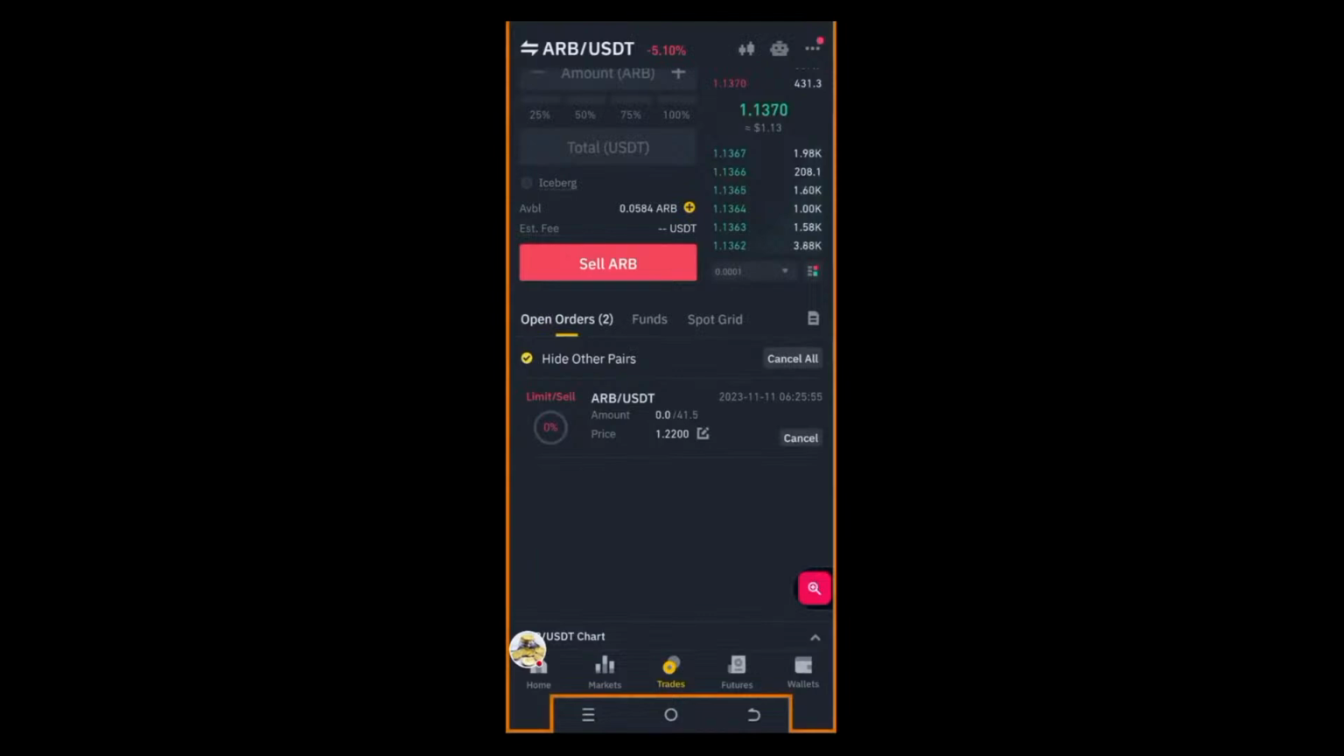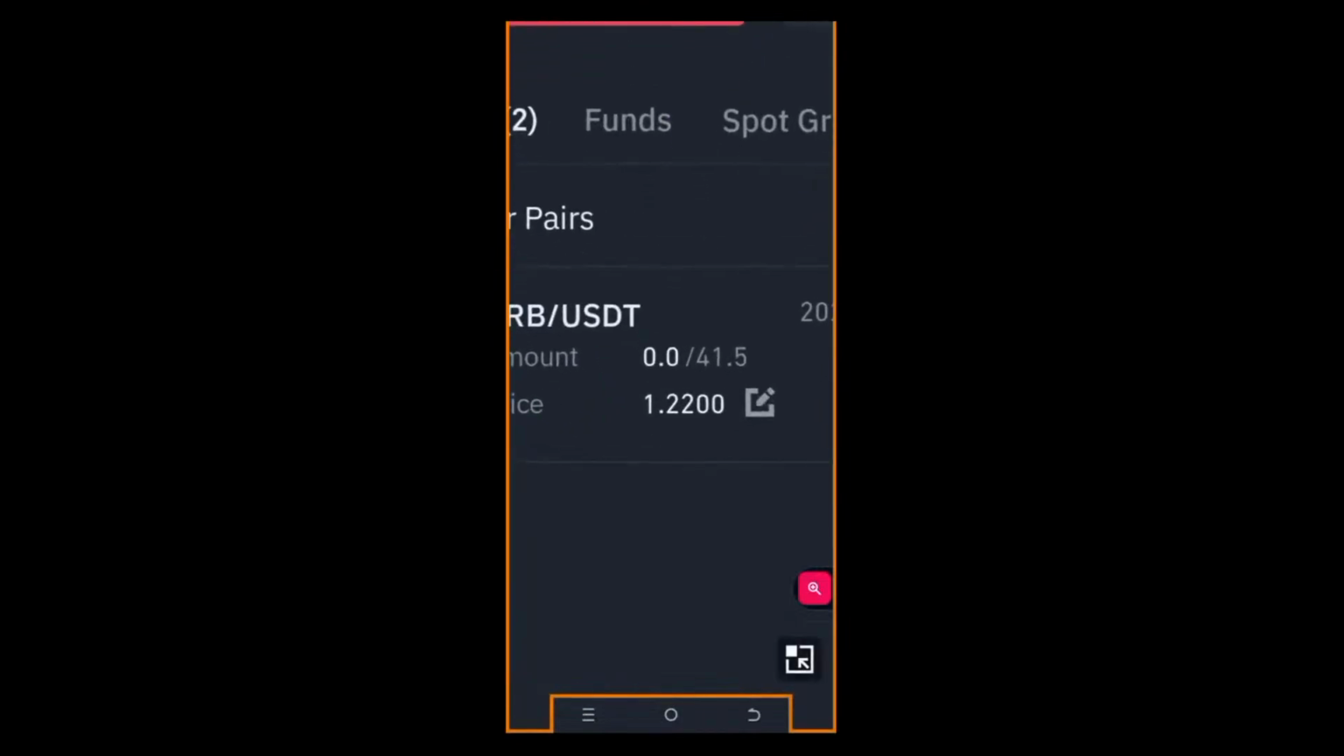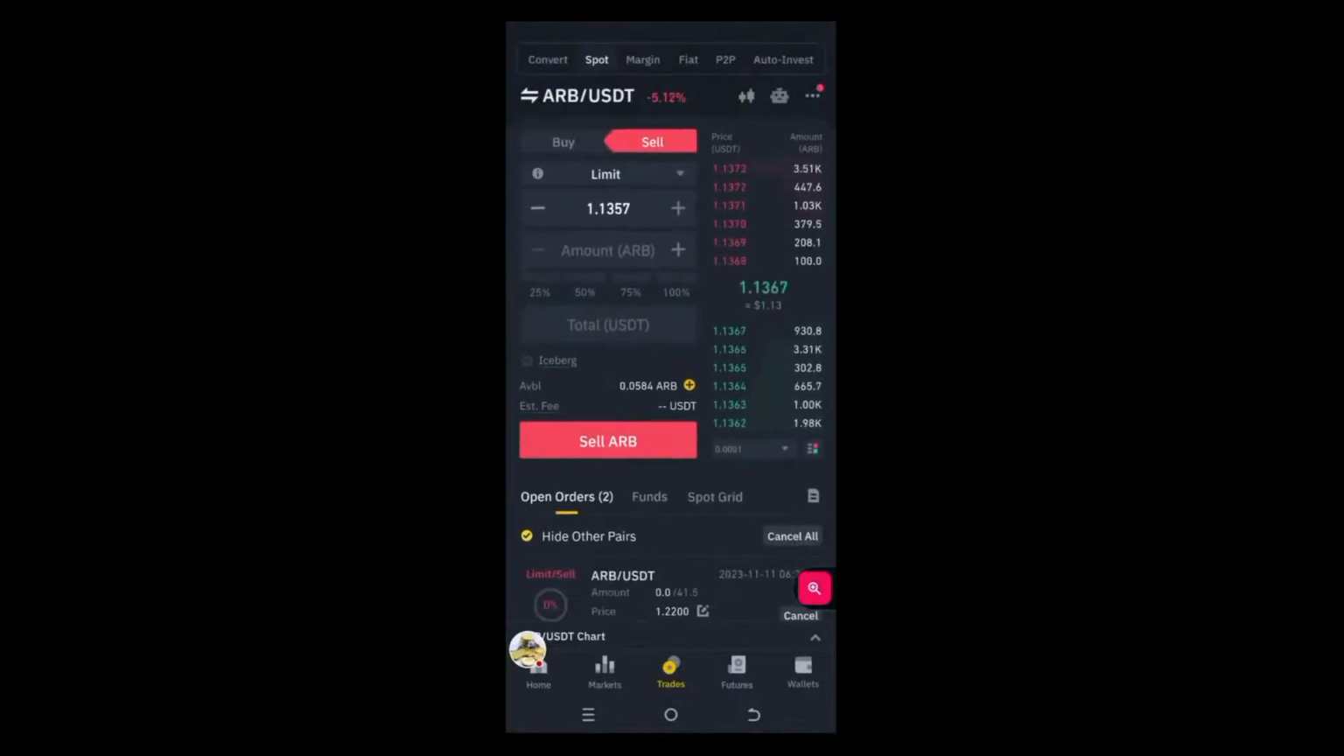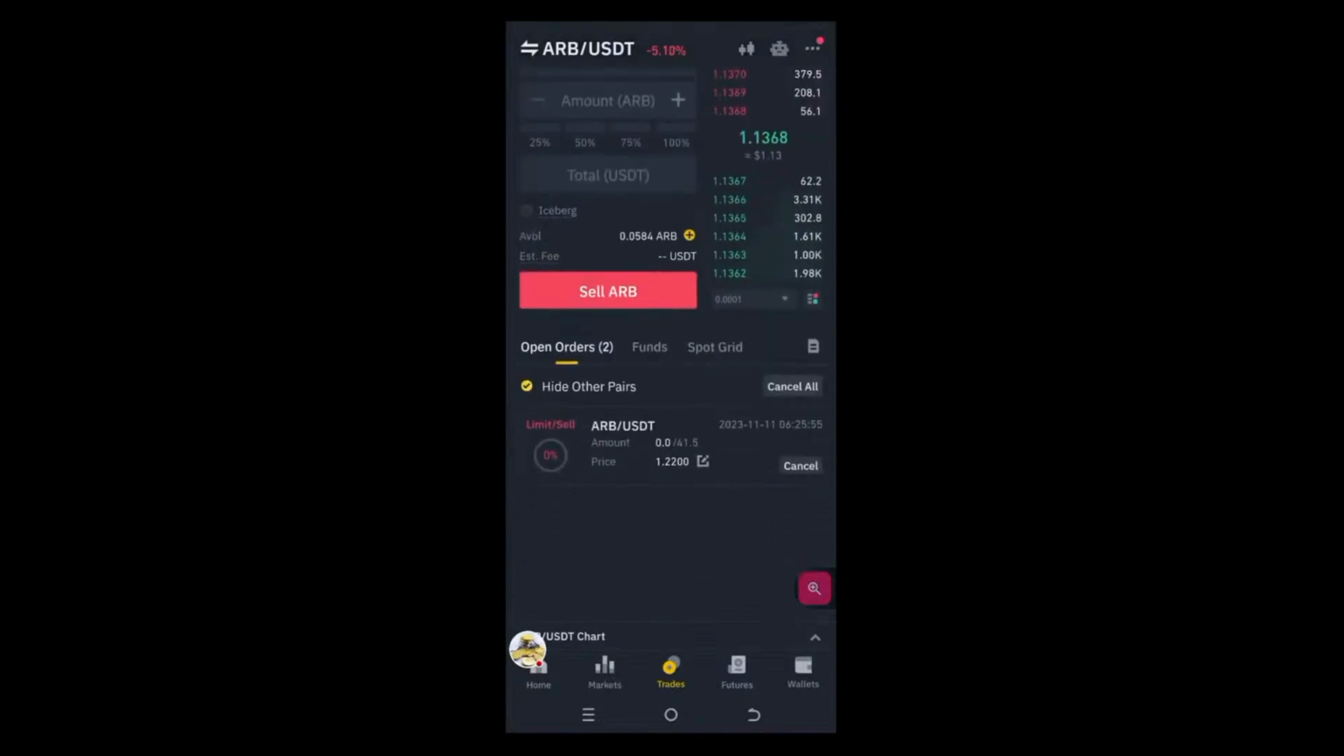Let me show you here. So what I'm planning to get is 1.22. That's the price of ARB I want to get, right? But it's currently 1.13, because it's going down. So I'm just going to set it to get that, so that even if it takes me 1 or 2 days, once it gets to 1.22, my take profit or my sell limit will be triggered, and I will get the money, and I'll get the profit that goes with it.